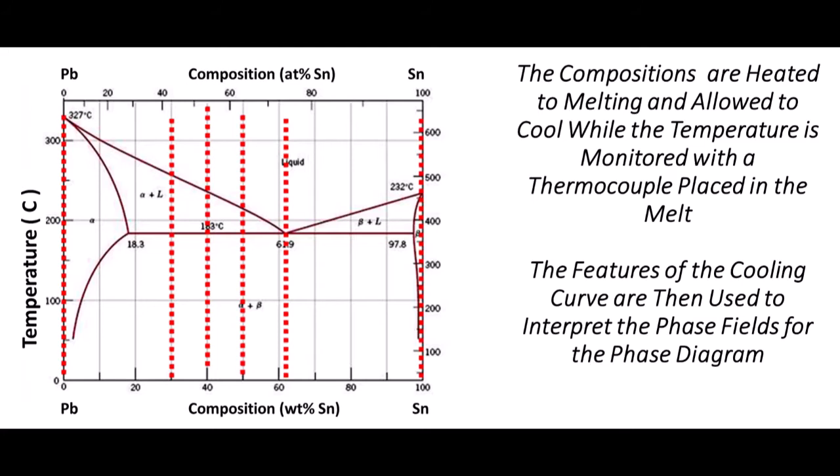You have a sample of pure lead on the left side and pure tin on the right side, and then 4 alloys represented as 30, 40, 50, and 63% tin in lead.